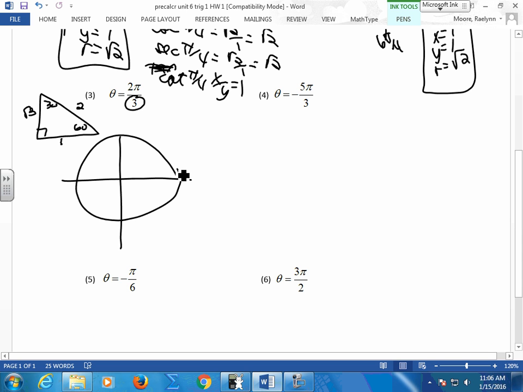So I'm going to do the same thing. Instead of pi, I'm going to make it 3 pi over 3. Doesn't that reduce to pi? Why did I pick 3 pi over 3? Because my denominator is 3. Good. And so if I double that, what will it be? Double 3. 6 pi over 3. Doesn't that reduce down to 2 pi? Isn't 2 pi the same as 360?